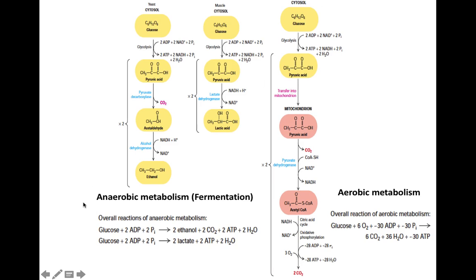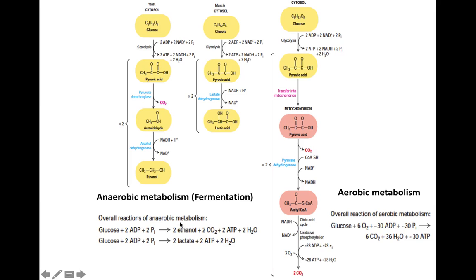On the other hand, what we have is anaerobic metabolism. This also has its own importance. The number of ATP molecules produced in anaerobic metabolism is pretty low. We see the inputs are 1 glucose molecule, 2 ADP molecules, 2 inorganic phosphates, and this leads to the production of 2 ethanol molecules plus 2 carbon dioxide molecules plus 2 ATP molecules plus 2 water molecules.